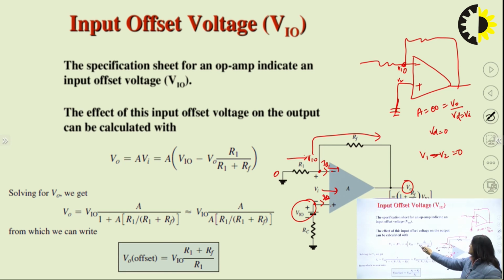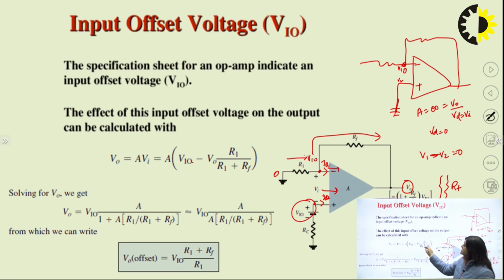So Vi would be equal to, at the positive terminal we have applied Vi naught, so I have written here Vi naught. At the negative terminal the potential is V naught fed back from here. So we can take R1 upon R1 plus Rf multiplied by V naught. We can consider this part in this way: this is the Rf, this is the R1, and this whole is the V naught, and we have to find the potential at this point. So this would be equal to R1 upon R1 plus Rf multiplied by V naught.